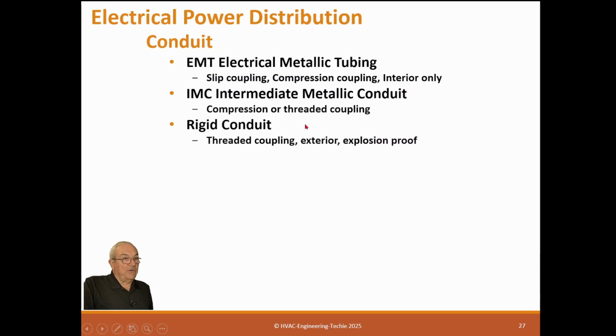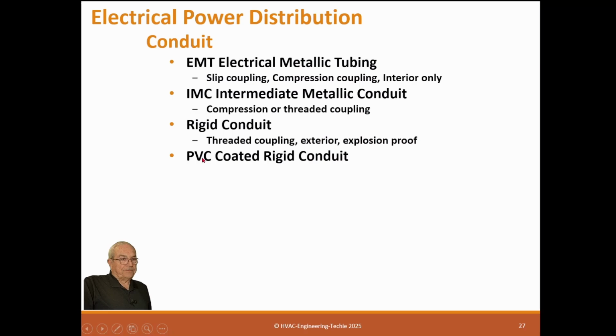Rigid conduit, on the other hand, basically looks like galvanized water pipe. It's actually conduit, but it's that thick. Threaded couplings, exterior, explosion-proof, ambient. So it's really for stuff that's going to be open to possible areas that would damage the cable.